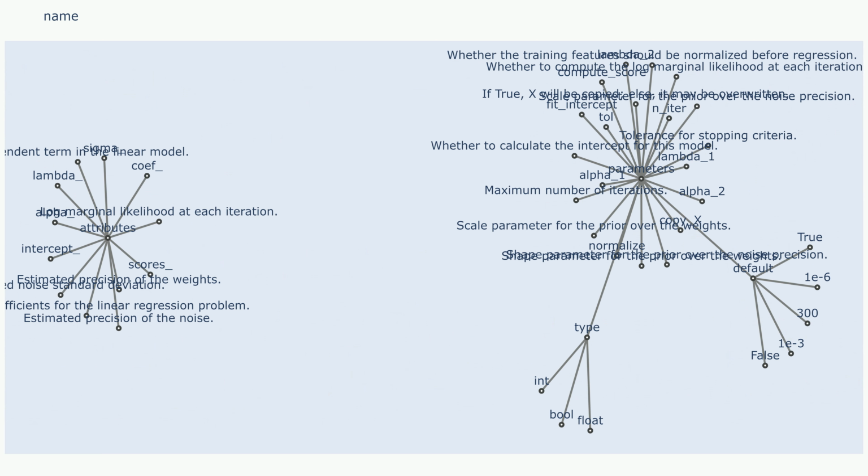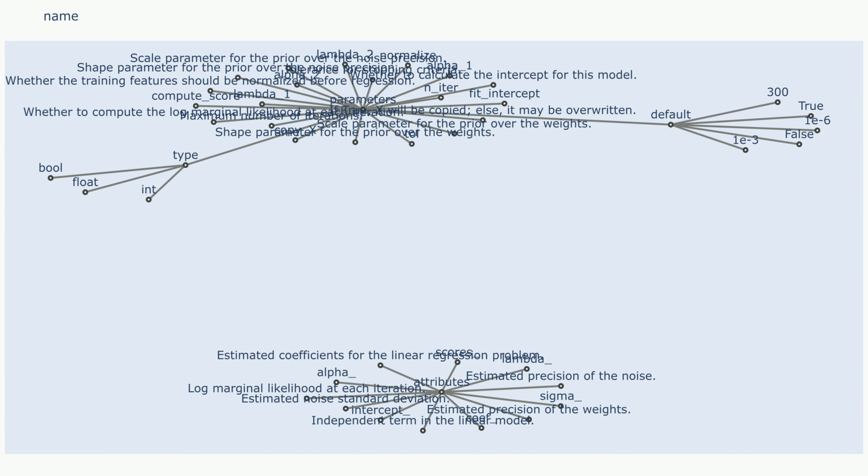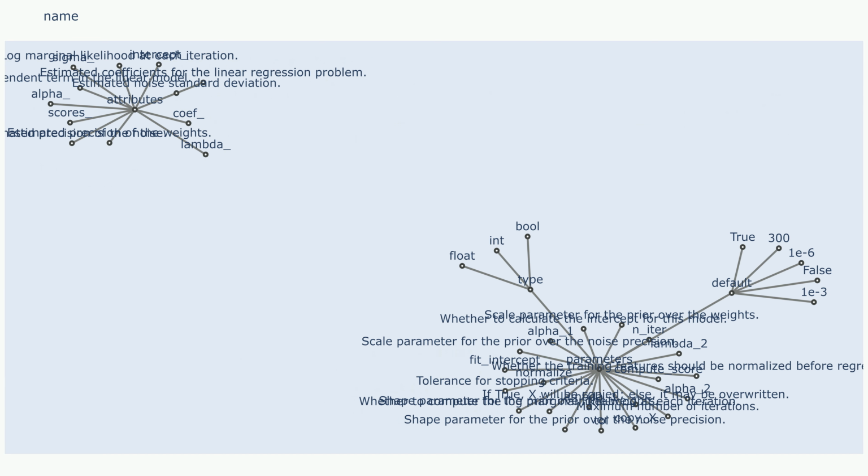Attributes. After fitting the model, the Bayesian Ridge object acquires several attributes. coef_, array-like, the estimated coefficients for the linear regression problem. intercept_, float, the independent term in the linear model. sigma_, float, the estimated noise standard deviation. lambda_, float, the estimated precision of the weights. alpha_, float, the estimated precision of the noise. scores_, array-like, the log marginal likelihood at each iteration. Only available if compute_score was set to true.